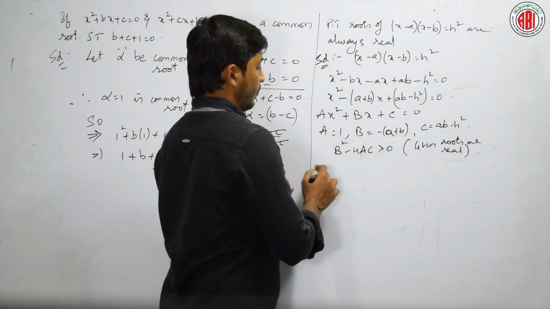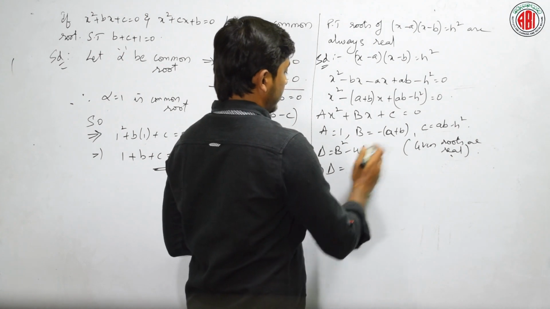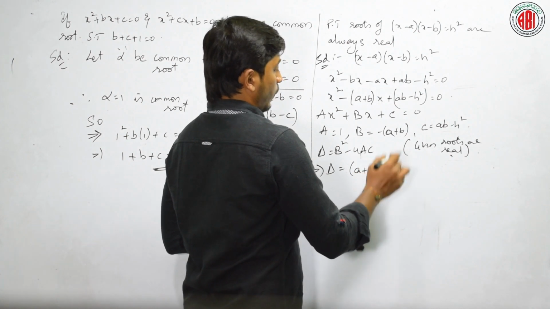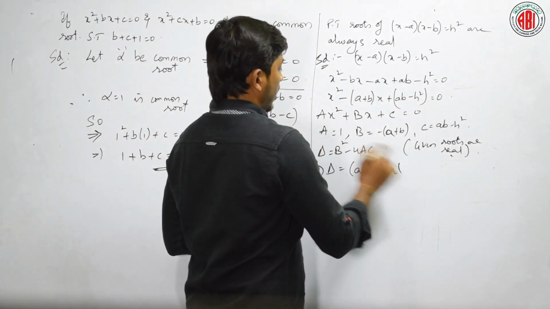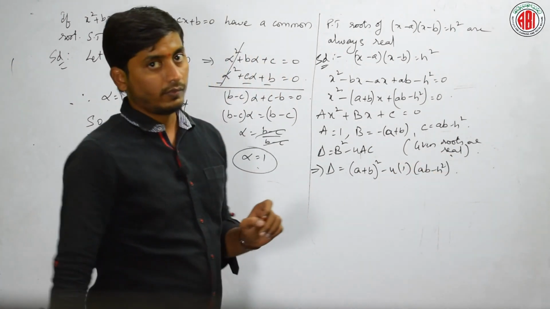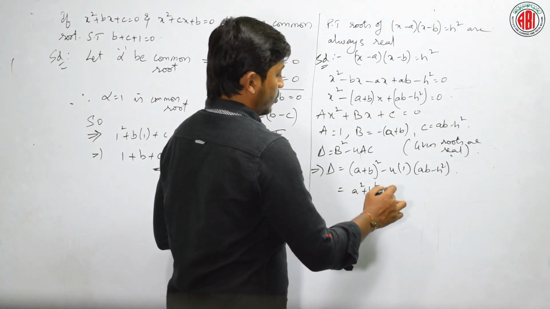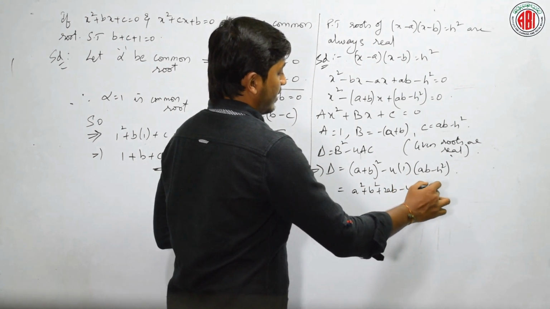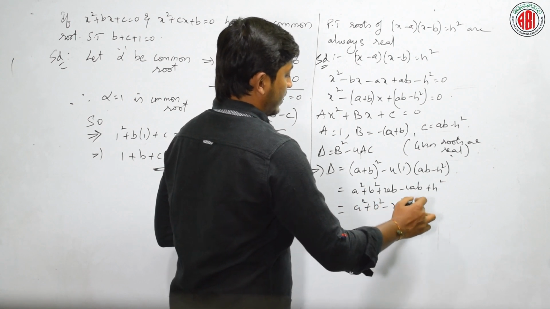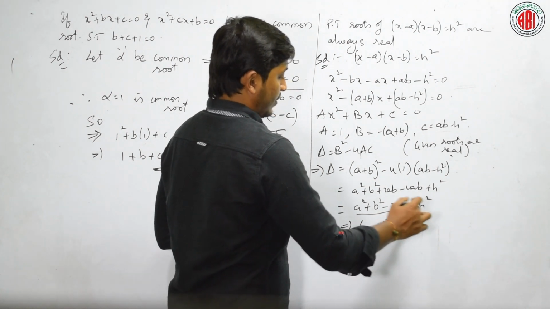Let us substitute in this. Let us find discriminant only in the formula, that is minus of a plus b whole square minus 4, a is 1, c is ab minus h square, right. So, this is a plus b whole square, a square plus b square plus 2ab minus 4ab plus h square. This is a square plus b square minus 2ab plus h square. What is this? A minus b whole square plus h square.